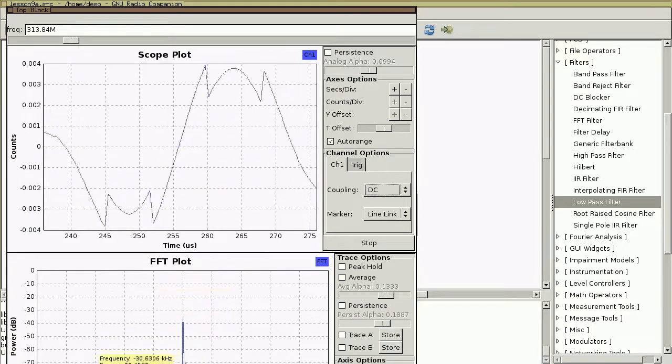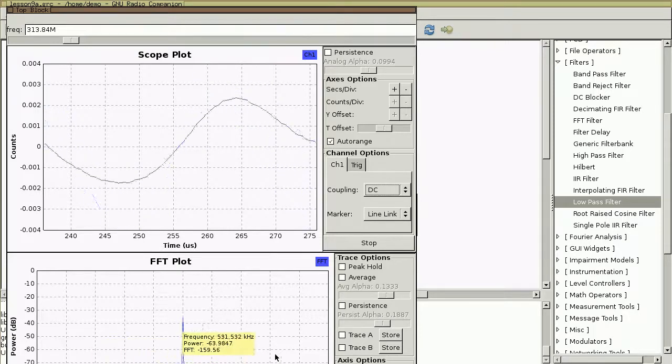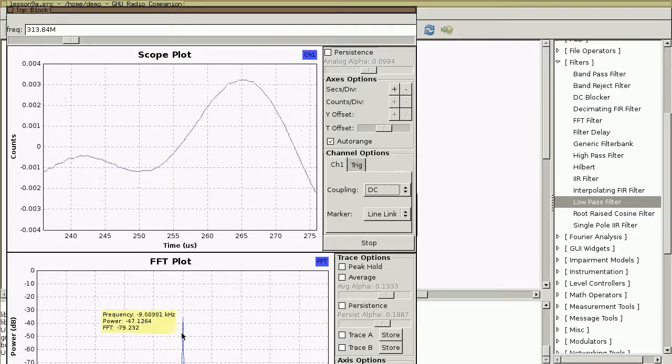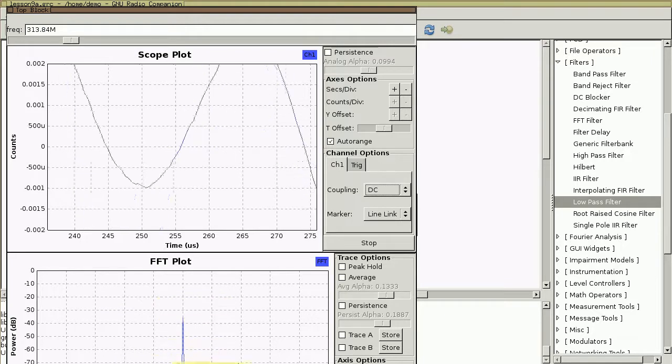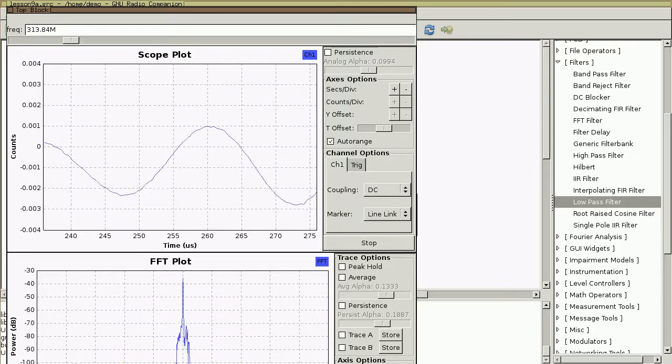Now look at the FFT plot. Most of the noise at frequencies far away from 0 hertz has been knocked down very far. If I use autoscale, I can maybe see some of them. Nope, not anymore. It doesn't want to show me those.